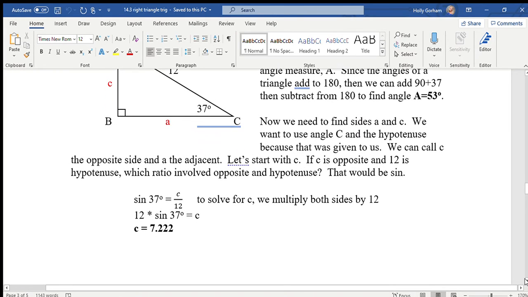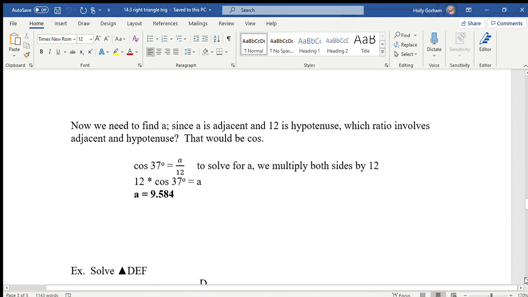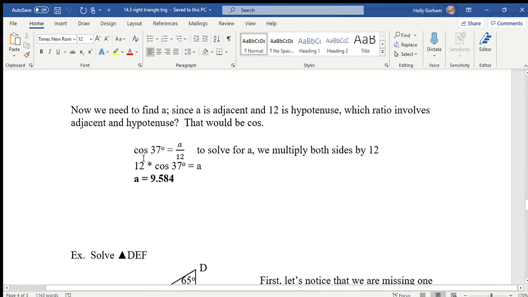To solve for A, notice that A is on the adjacent, but 12 is still on the hypotenuse. So for adjacent and hypotenuse, that would be the cosine ratio. So that means cosine of 37 is equal to A over 12. That's adjacent over hypotenuse. Again, because that reads A divided by 12, then to solve for A, we will multiply by 12 to get 9.584.